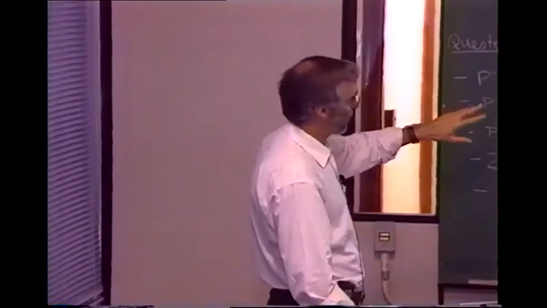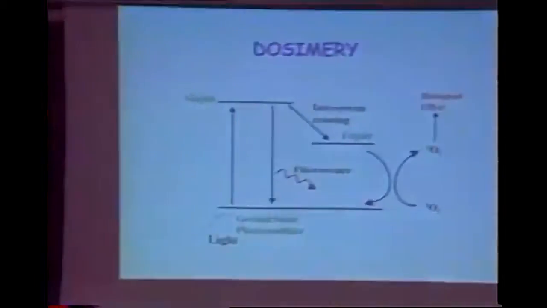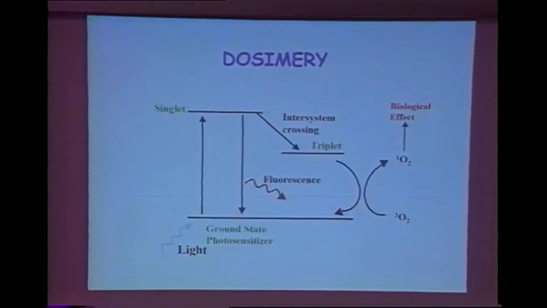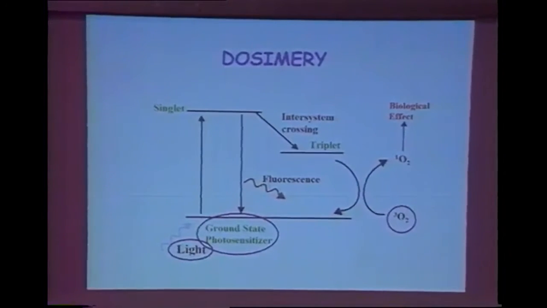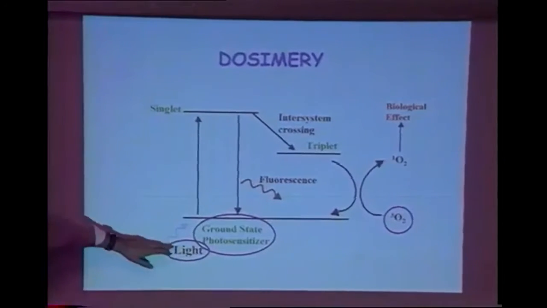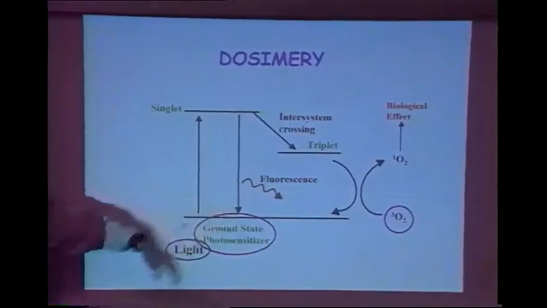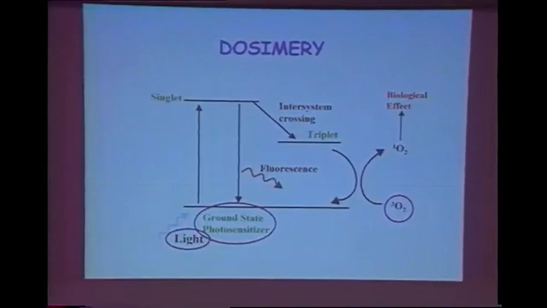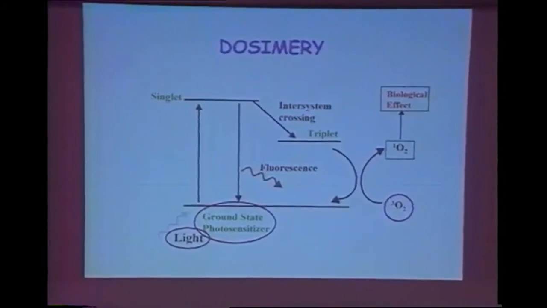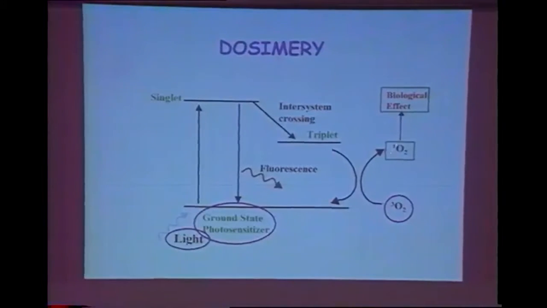A few words about the dosimetry. I showed you yesterday the energy diagram, and one way to do the dosimetry is to measure each of these, the light, the sensitizer, and the oxygen, and try to combine the measurements into a prediction.